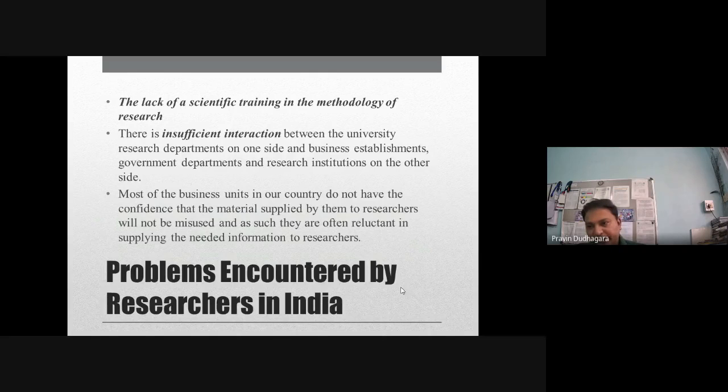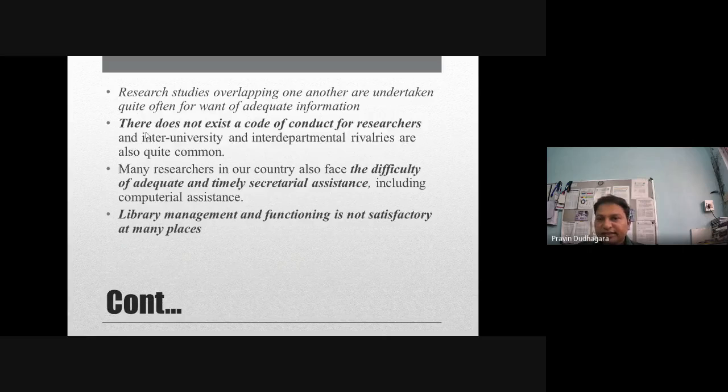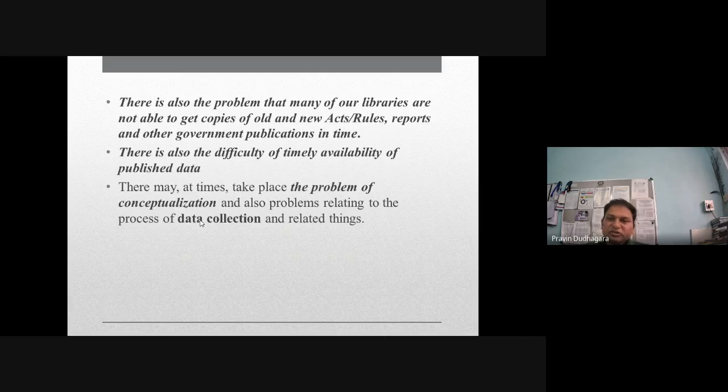Problems encountered by researchers in India. The first and most common problem is the lack of scientific training in research methodology. Such an STTP gives you a better platform to know about plagiarism, copyright, and online resources available for students. Then there does not exist a code of conduct for researchers in institutes, universities or colleges. Many researchers in our country also face difficulty in getting adequate and timely secretarial assistance, and poor library management and functioning is not satisfactory at many places. So these are some common problems.